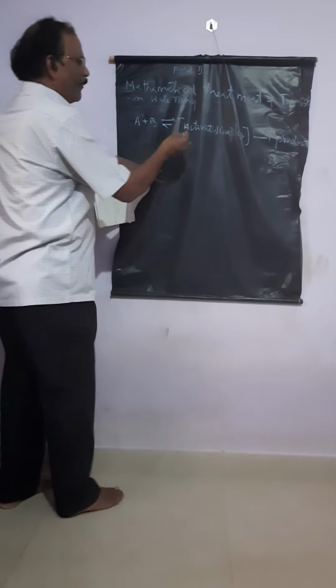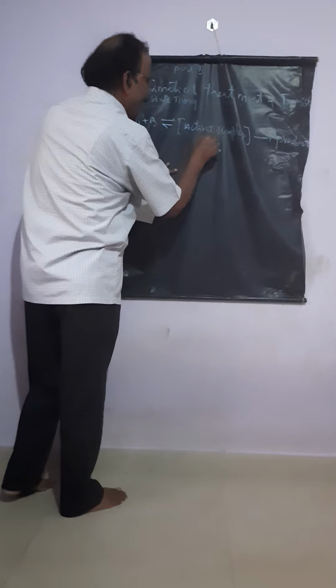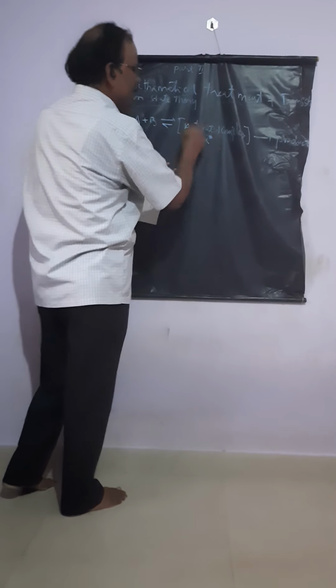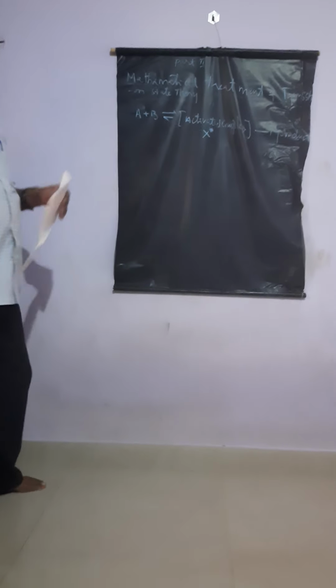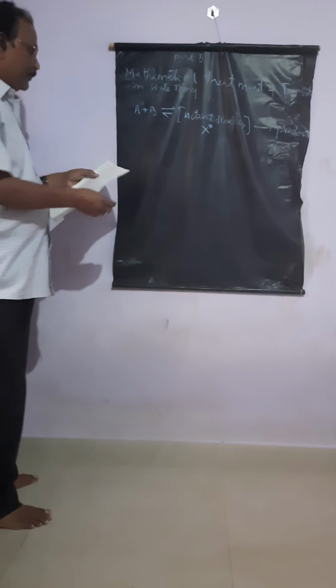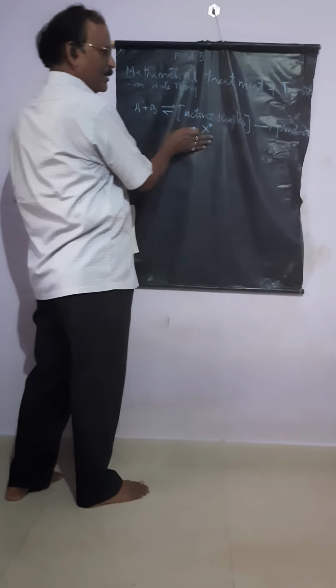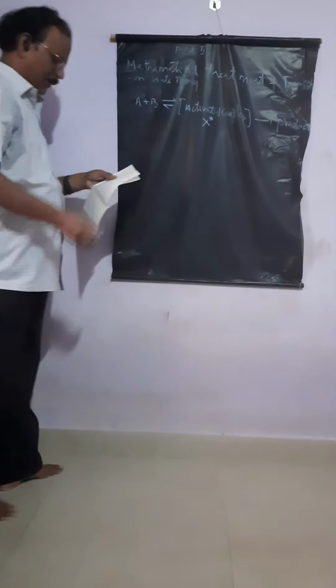And write the activated complex as X star. Instead of activated complex, we can write it as X star. So the reactants, activated complex leads to products.